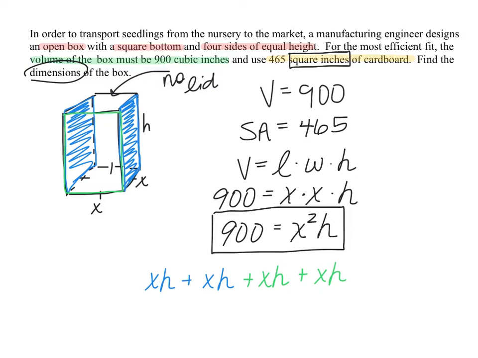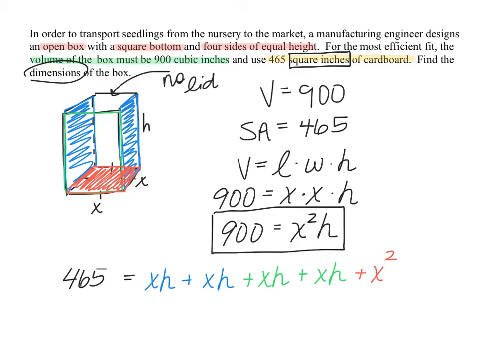So therefore all that I have left to add would be the area of the base. And the base, remember down here, the base is a square. So I'm drawing that in red, and the area of this square would be x times x, which would be x squared. So adding all of these together, this will be the total surface area, and the total surface area was said to be 465.